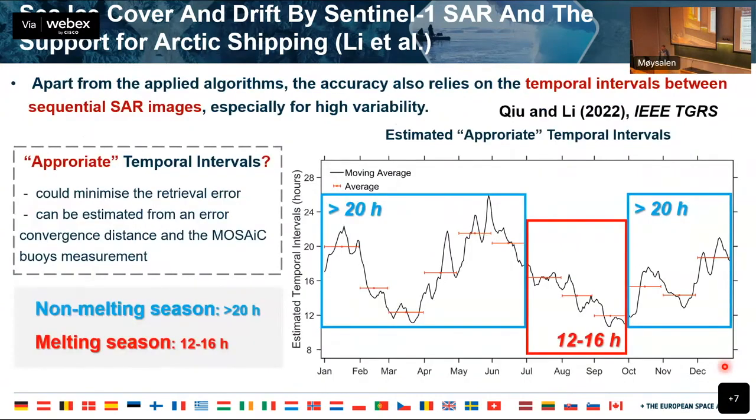Another result of this work is that we can actually adjust the temporal interval between the sequential images to improve the quality, because the longer is the interval, the more processes are happening between the images, like deformation, melting, freezing, and so on. And in winter, up to 20 hours is fine, but in summer, it should be as low as 12 or 16 hours between the images to maintain a homogeneous accuracy of the ice drift algorithm. So in this work, there are some suggestions for appropriate temporal intervals.